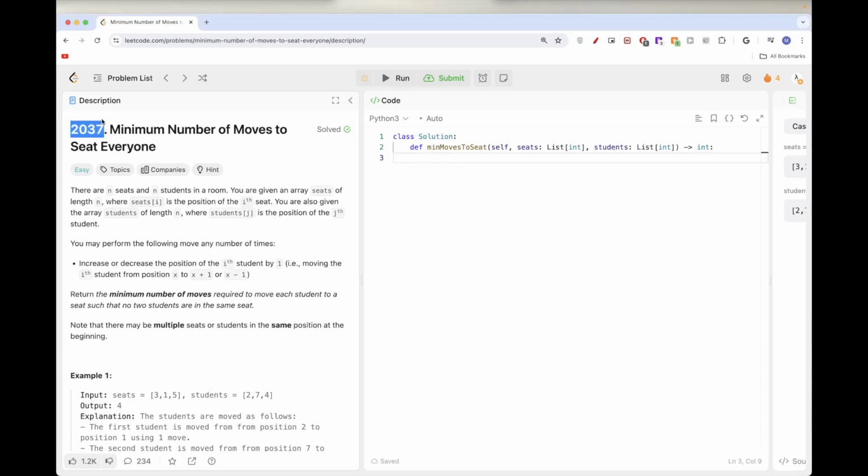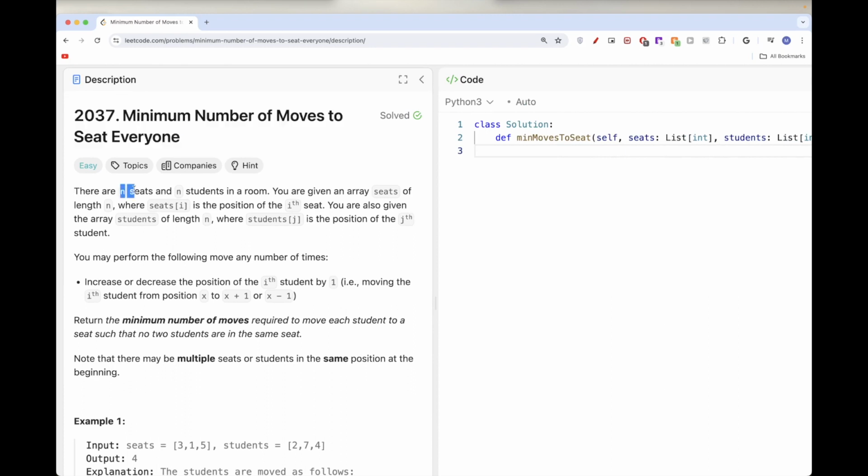Hello, so today we are going to do this problem, which is today's Leetcode daily challenge, minimum number of moves to seat everyone. So basically in this problem, we have n seats and n students in a room, and we are given the seats array, the available seats, where the value in each position is the ith seat. And then we are given students, where the value is the position of that student.